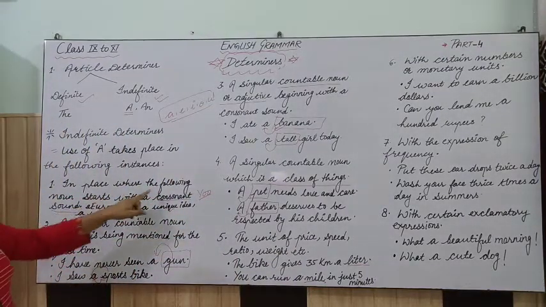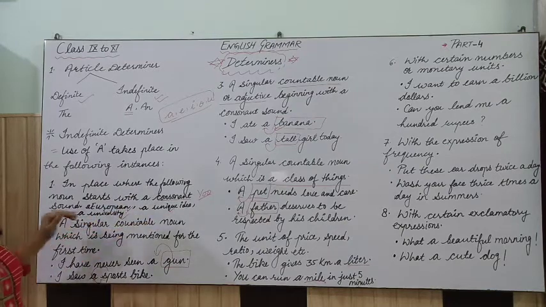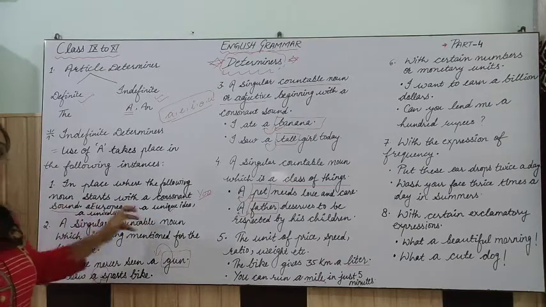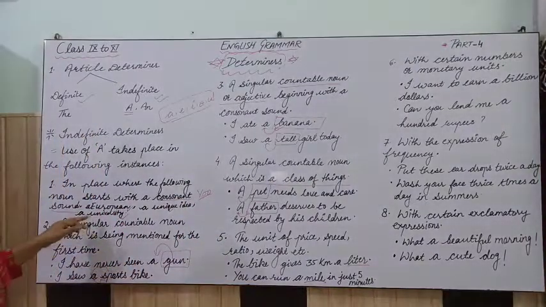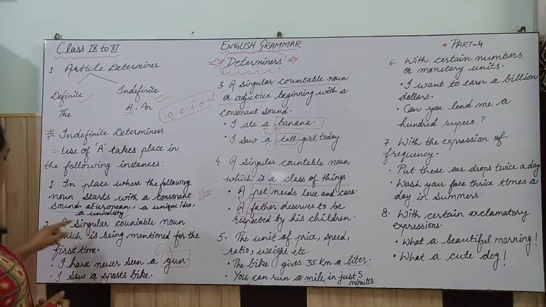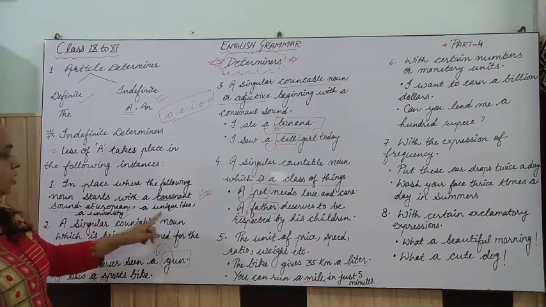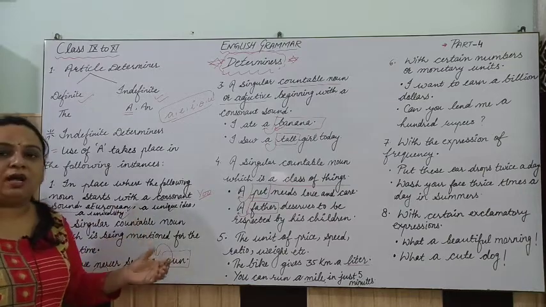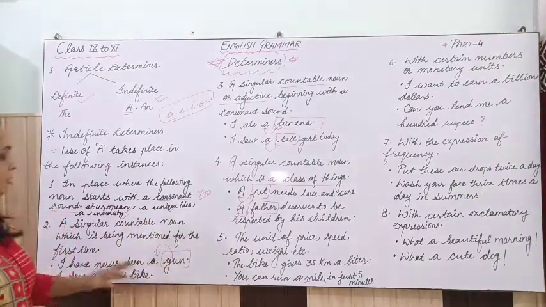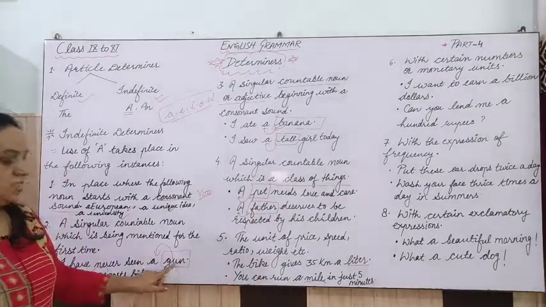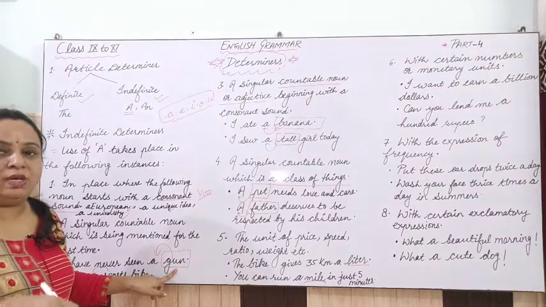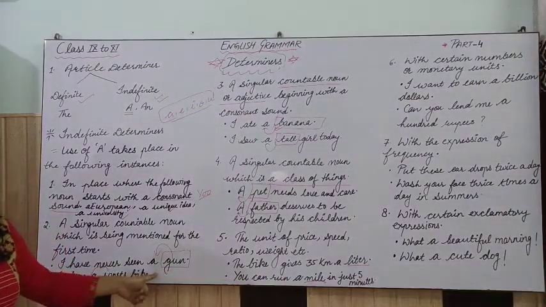First rule: in the place where the following nouns start with consonant sounds, whether the spelling is starting with vowels, but the sound should be consonant. If that type of criteria is there, you have to say a European, a unique idea, a university, a one-eyed man, a one rupee note, it may be anything. Second is a singular countable noun which is being mentioned for the first time. So, I have never seen a gun. This gun is being used for the first time in the sentence. So that's why we are using "a" here.